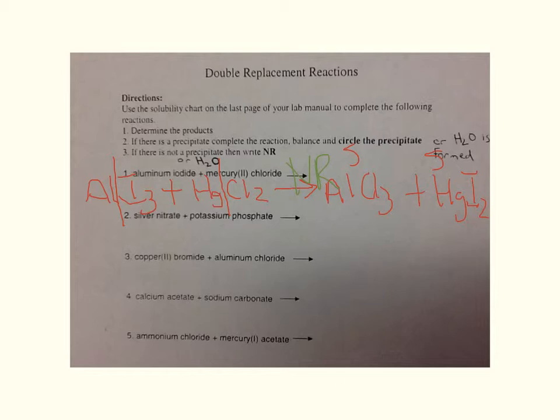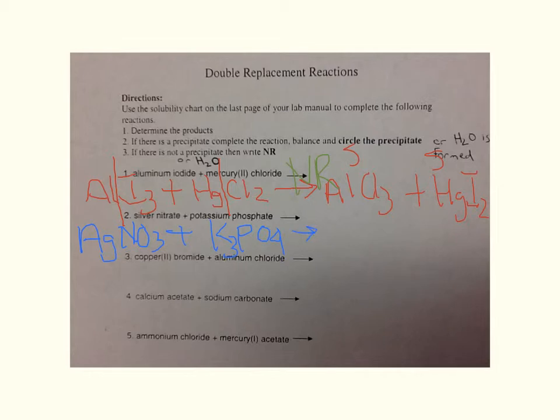All right, let's take a look at the next one. We have silver nitrate. So we use the crisscross rule to write silver nitrate, AgNO3. They are both 1, so you crisscross the 1s, plus potassium phosphate, K, and then phosphate, PO4, and it's a -3, so I have to put a 3 here.